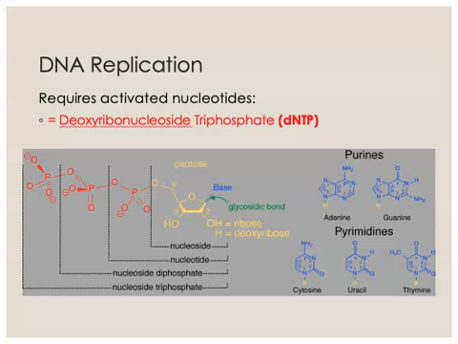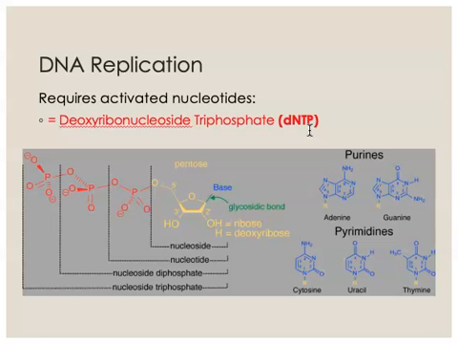So DNA replication requires what we call activated nucleotides. The DNA polymerase enzyme can only add an activated nucleotide to the growing strand of DNA. An activated nucleotide gets a name. It's referred to most commonly by its abbreviation, which is dNTP. Lowercase d and then uppercase NTP. And it stands for deoxyribonucleoside triphosphate.